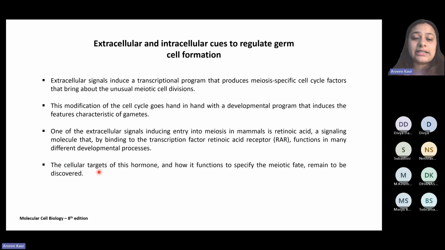Okay, the cellular targets of this particular hormone, that is retinoic acid, and how it functions to specify the meiotic fate remain to be discovered, right? So from these extensive, really long and many studies, we have definitely determined that this is one of the extracellular signals that is involved in regulation of the cell's fate into meiotic division, right? But we don't really know how this is happening, what alterations it is bringing. So maybe 10 years down the lane, a couple of decades down the lane, we will understand this better.